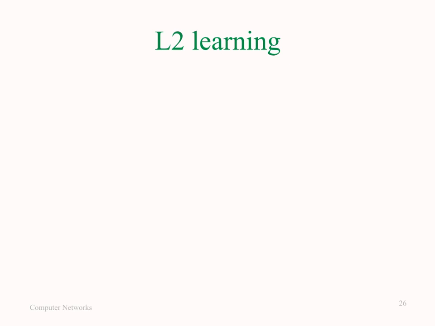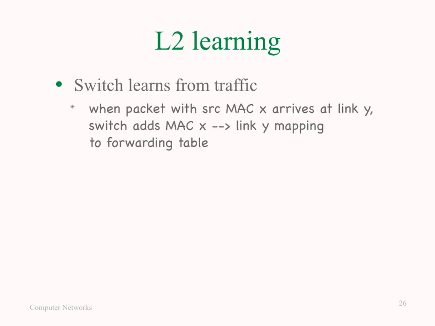So, a link layer switch learns from traffic. When a packet with source MAC address X arrives at link Y, the switch adds a corresponding mapping in its forwarding table, so that it knows what to do if in the future another packet arrives that has destination MAC address X.